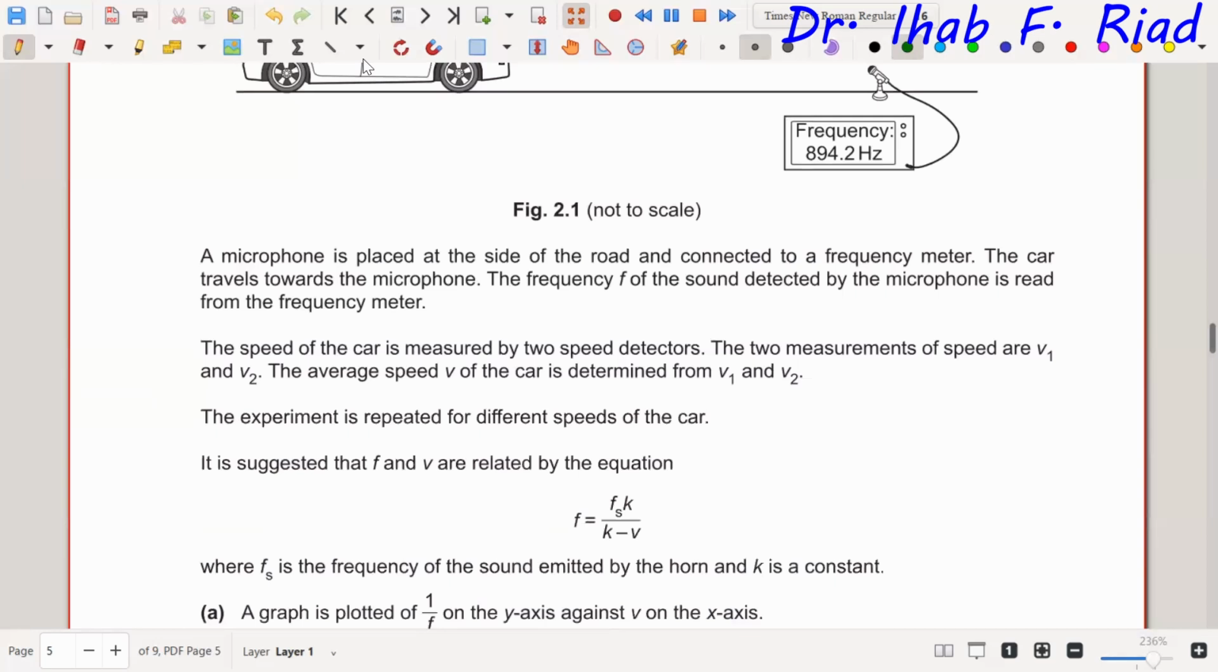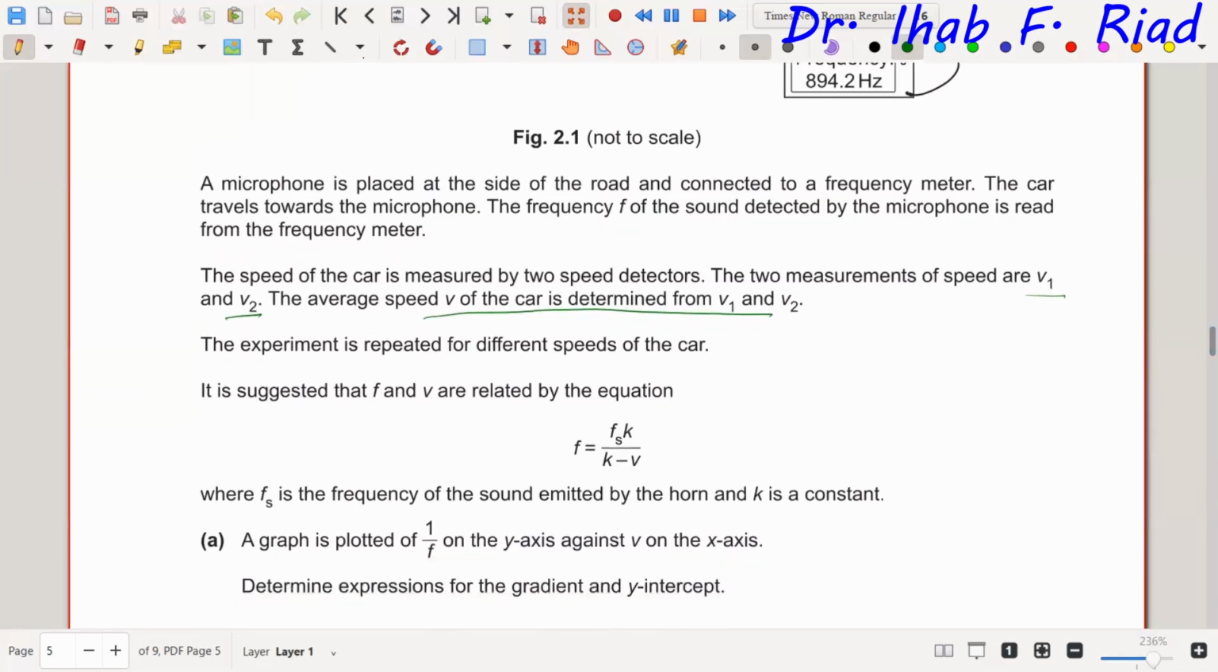Okay? The speed of the car is measured by 2 speed detectors. The 2 measurements of speed are V1 and V2. So he's measuring the speed twice, okay? The average speed V of the car is determined, V1 plus V2.